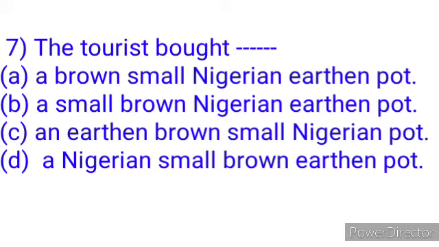The first one is A, which describes the quantity. It tells you that it's singular. Now, small, which is the size of the earthen pot or the pot you are describing, followed by color, followed by origin, Nigerian, followed by type, then the noun. So this is the correct answer.